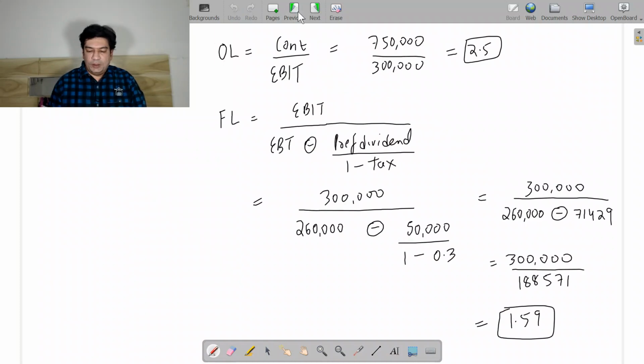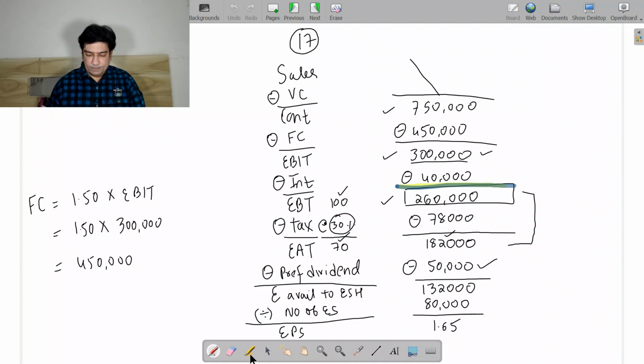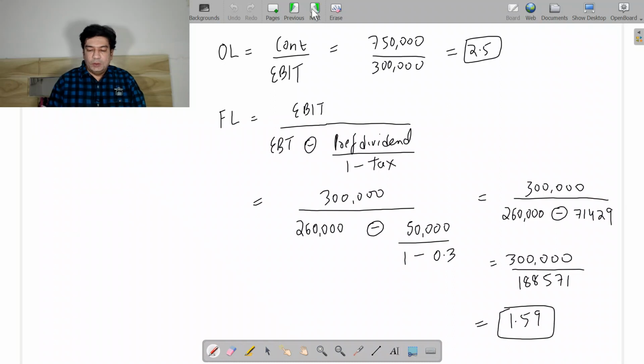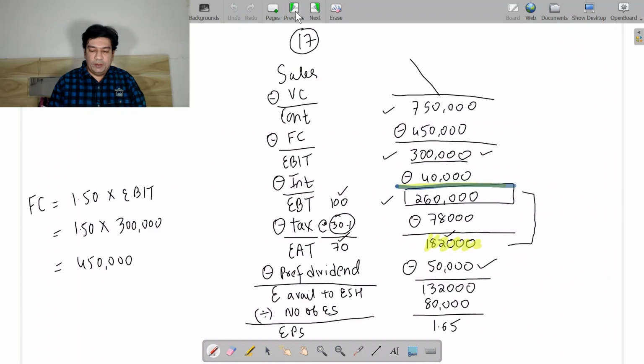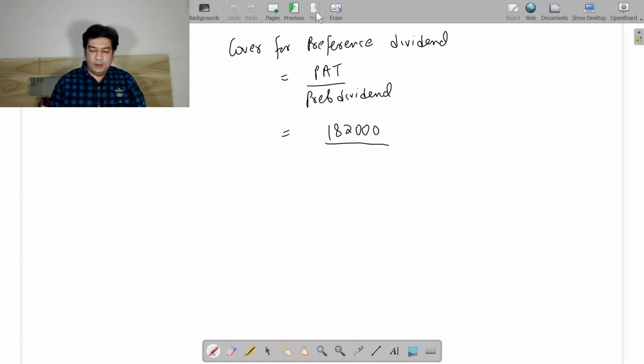So the profit after tax is this. So we have a profit which is 1,82,000, right? So 1,82,000 is the profit available to us before paying the preference dividend. And how much is the preference dividend? We have 50,000 as our preference dividend. So this is the cover.